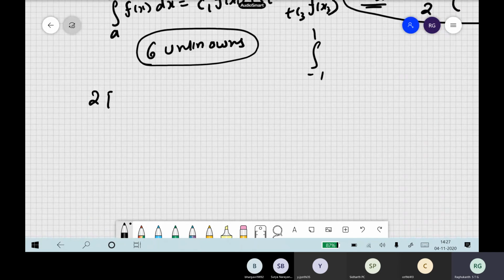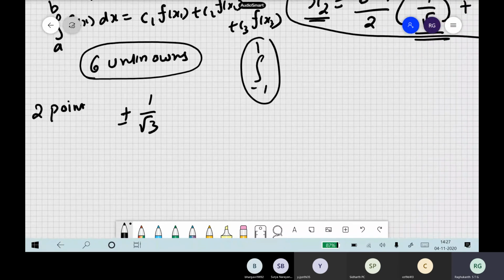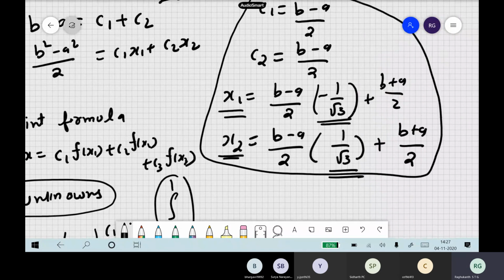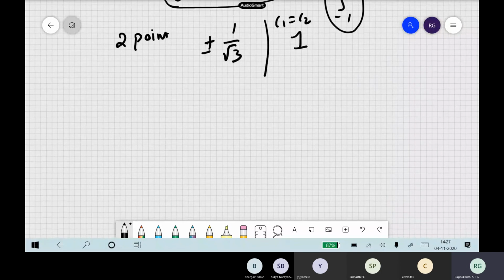So for the 2-point formula, if the integral limits are -1 to 1, your Gauss points are located at plus or minus 1/√3. So the same thing, whatever you followed, we get here. So these are the Gauss points, and the weightages are C1 and C2. You followed, right? So C1 and C2 you can see here are basically equal to 1. So these are the 2-point formula we have.